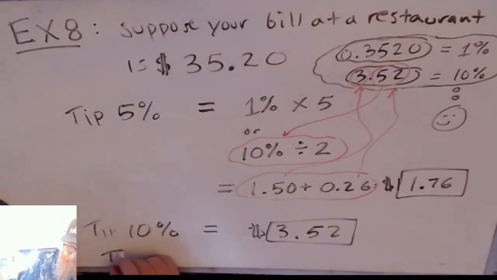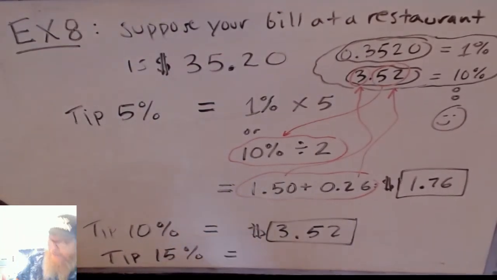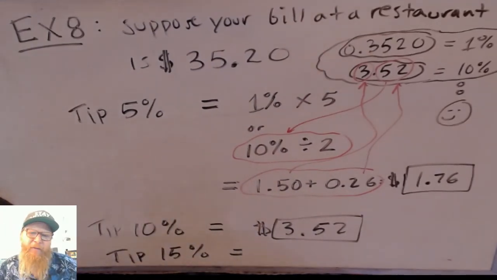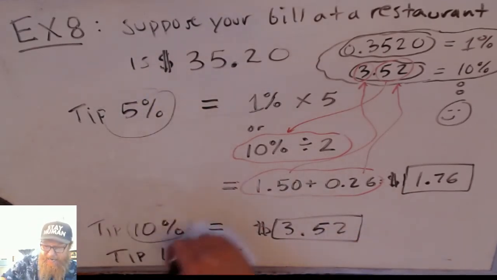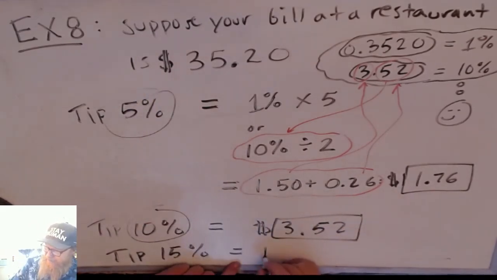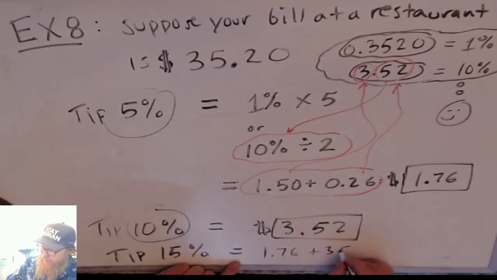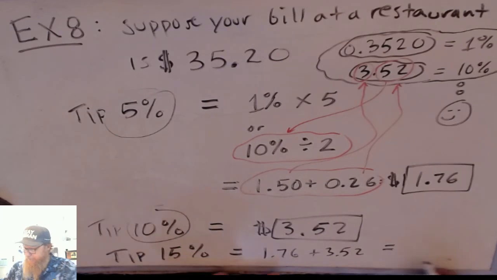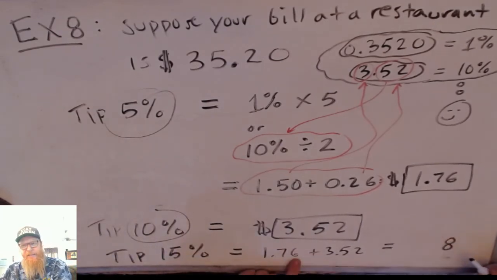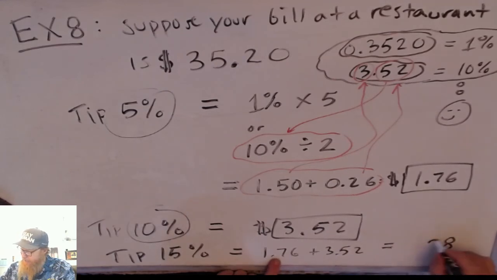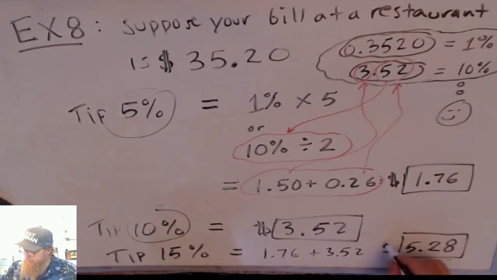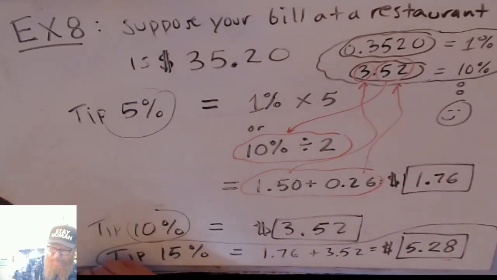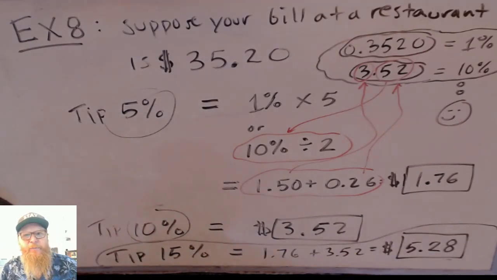And then suppose you wanted to tip 15%. Well, you have 5 and you have 10. You just add these guys together. $1.76 plus $3.52. 6 and 2 is 8. 5 and 7 is 12. Carry the 1, so that'll be $5.28. That would be your 15% tip.